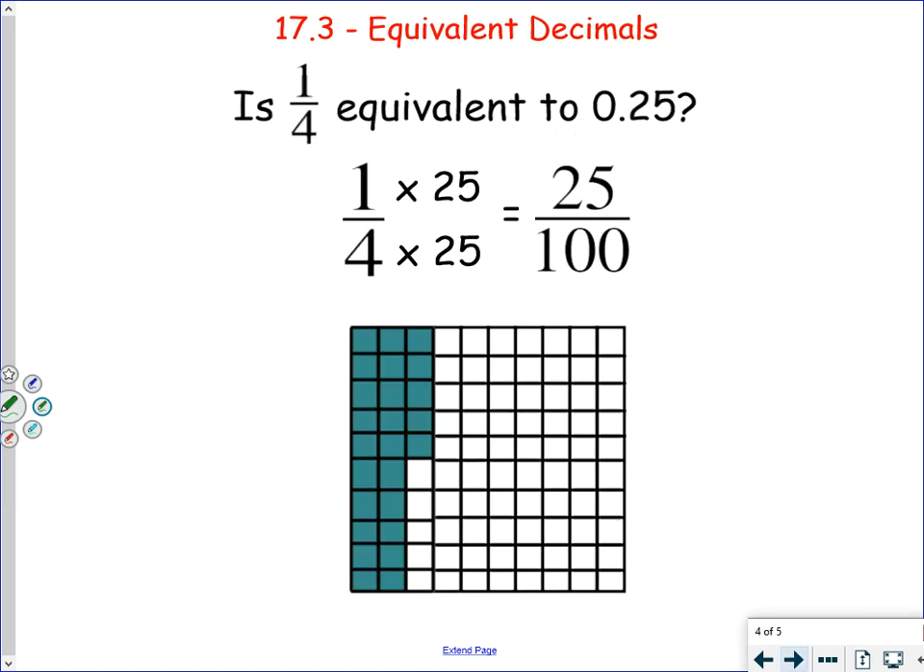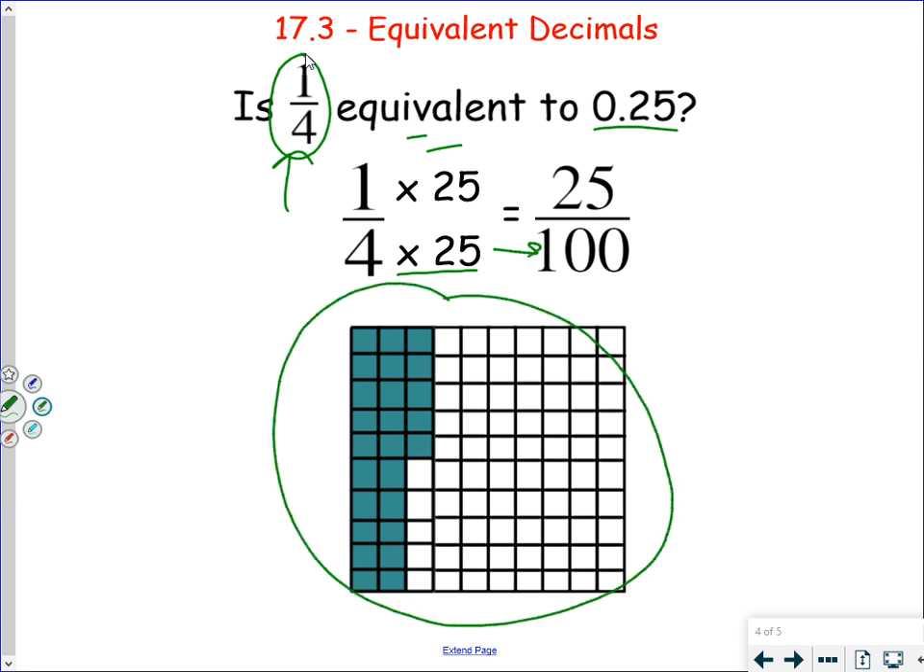Okay? So now you might see some where it gives you a fraction. Is this fraction equal to 0.25? Okay? When you get this, you want to make it equivalent to 100, right? Because this is out of 100. This entire thing has 100 squares. Okay? So by multiplying by 25, this will tell you if it's equal to 25 hundredths, right? Because it's 25 hundredths. So this is equal.